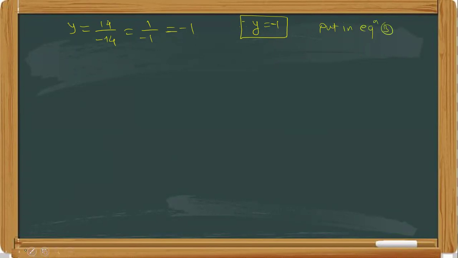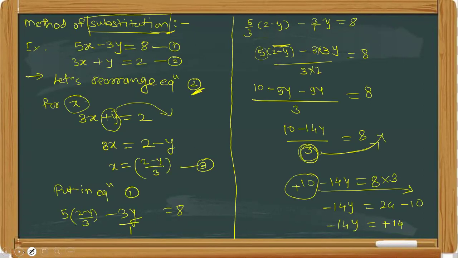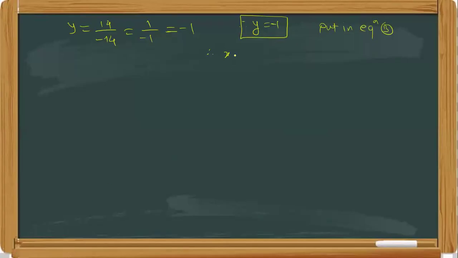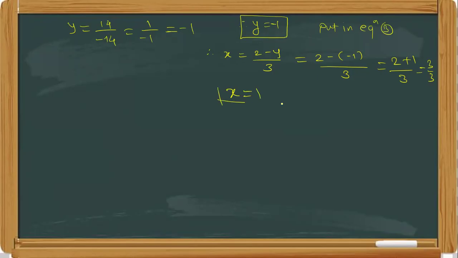And hence y is equal to 14 divided by minus 14, equals 1 upon minus 1, or you can write it as minus 1. So you have got the value of y to be minus 1. Now put this value in equation 3. What was equation 3? x equals 2 minus y upon 3. That is 2 minus of minus 1 upon 3. That is 2 plus 1 upon 3, 3 upon 3. That is x equals 1.